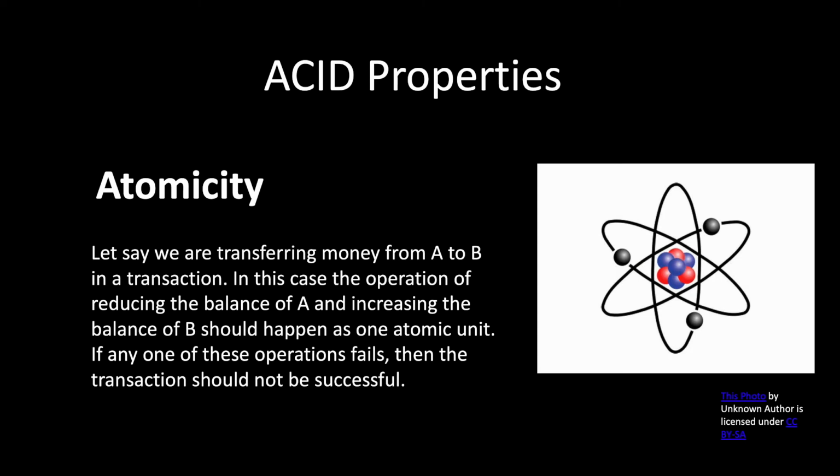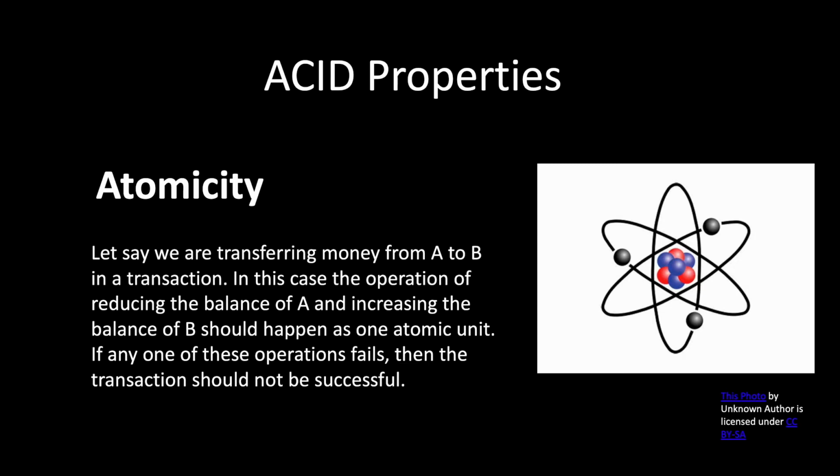Atomicity, let's understand from an example. Let's say we are transferring some money from A to B in a transaction. We are moving $100 from A to B. In this case, we have to reduce the balance of A and increase the balance of B. Both of these things should happen in the same atomic unit. Then only we consider this whole transaction atomic. That's what atomicity stands for.